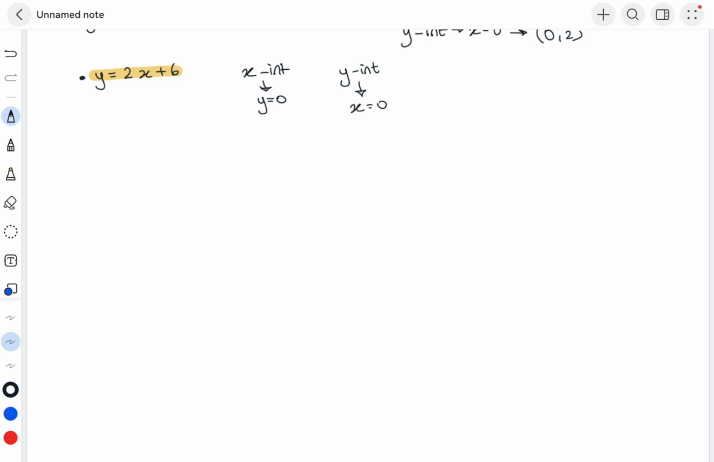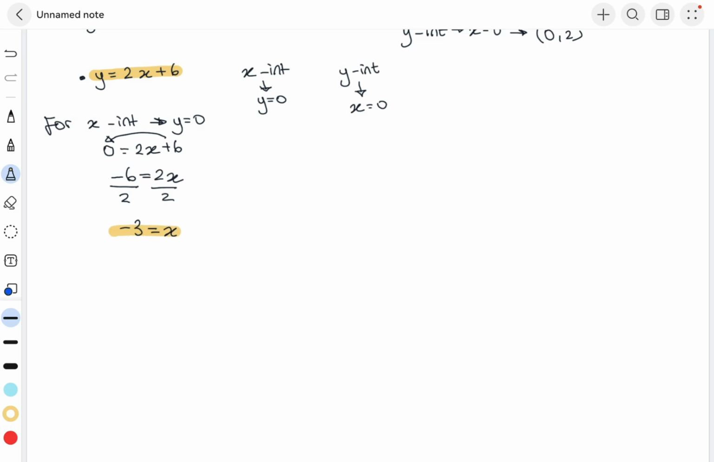Let's start by finding the x-intercept. For the x-intercept, we put y equal to 0, which means we'll have 0 equal to 2x plus 6, and now we solve for x. We'll take the 6 to the other side, making it negative, so we'll have -6 equal to 2x, and now we can divide by 2 to keep the x by itself. So we'll have x is -3, and our y value is 0, so our x-intercept will be (-3, 0).